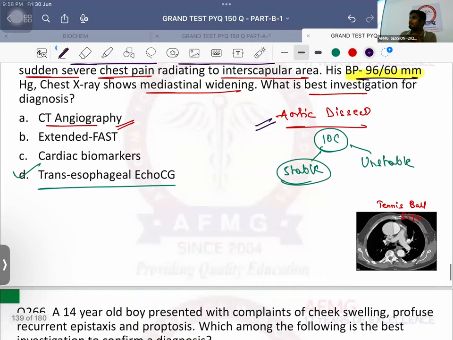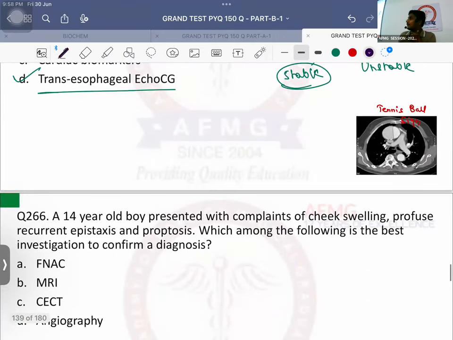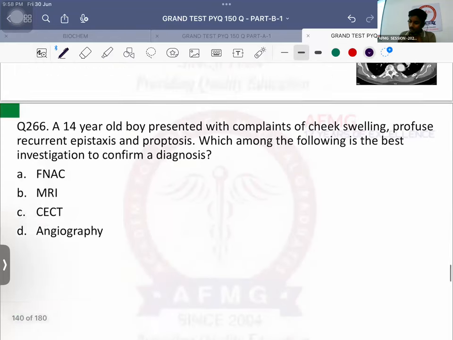Okay, Stanford A and Stanford B. If ascending and descending aorta are involved, that is Stanford A. If only the descending aorta is involved, that is Stanford B. Treatment for Stanford A is always a surgical repair. For Stanford B, give IV esmolol and then monitor. If the patient deteriorates, then take up the patient for surgical repair.